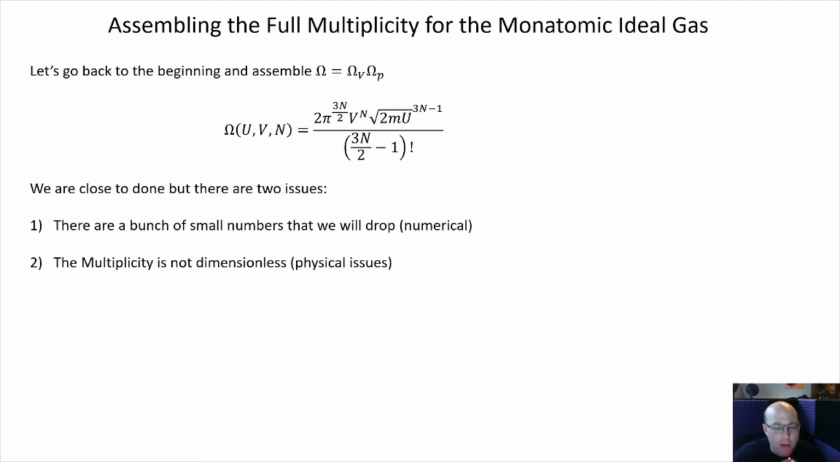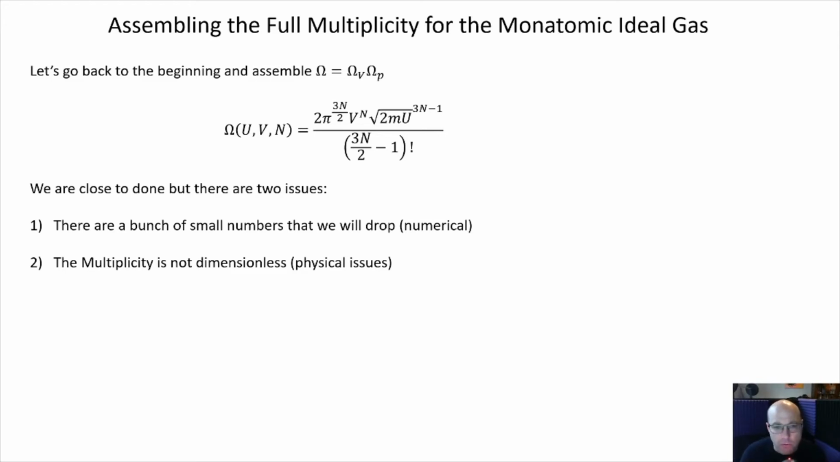We've got a volume to the nth power, which is cubic meters to the nth power. And then we've got a momentum to the 3n power, which again is a momentum unit to the 3n power. So that's not dimensionless. And yet multiplicity is supposed to be a count, right? How many microstates are consistent with a given macrostate. And so we need multiplicity to be dimensionless. We've got to fix that.